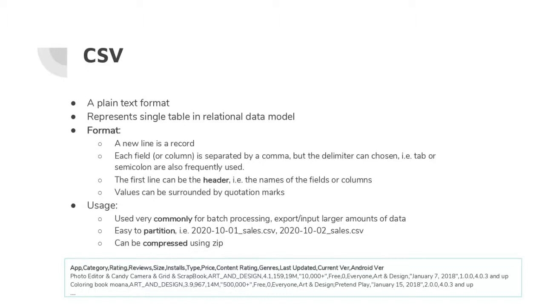It's used very commonly for batch processing, for exporting a large amount of data. It's also easy to partition. For example, if you have sales data, you can create a CSV file for every month. Then if you have billions of rows, you can split them every month, and every month you might have millions of rows or thousands of rows.